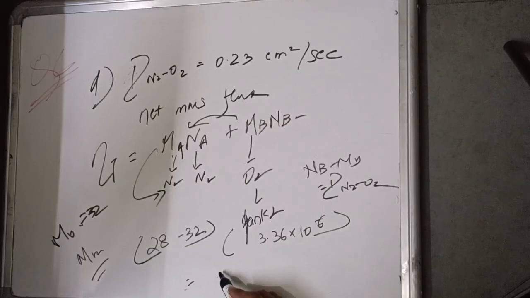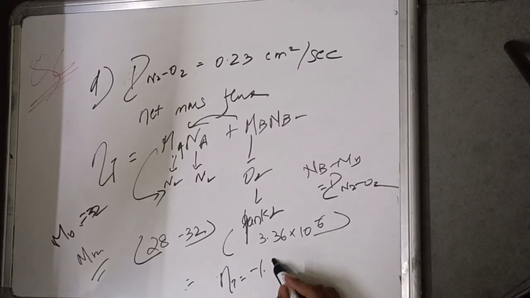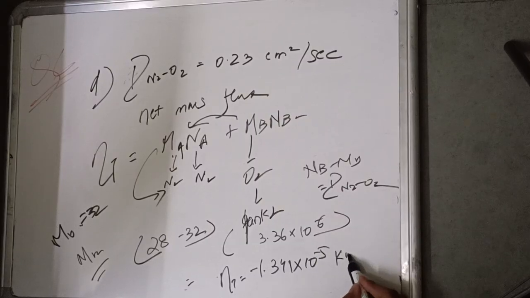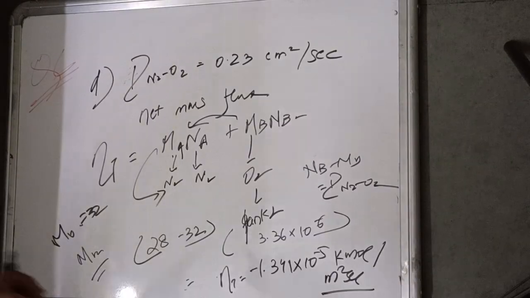After calculating, we get the net mass flux would be minus 1.344 into 10 to the power minus 5 kilomole per meter square per second. Thank you.